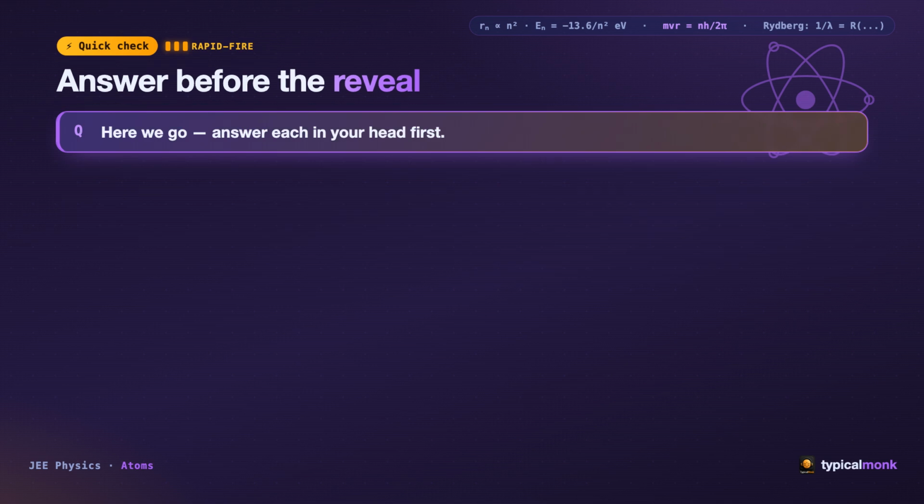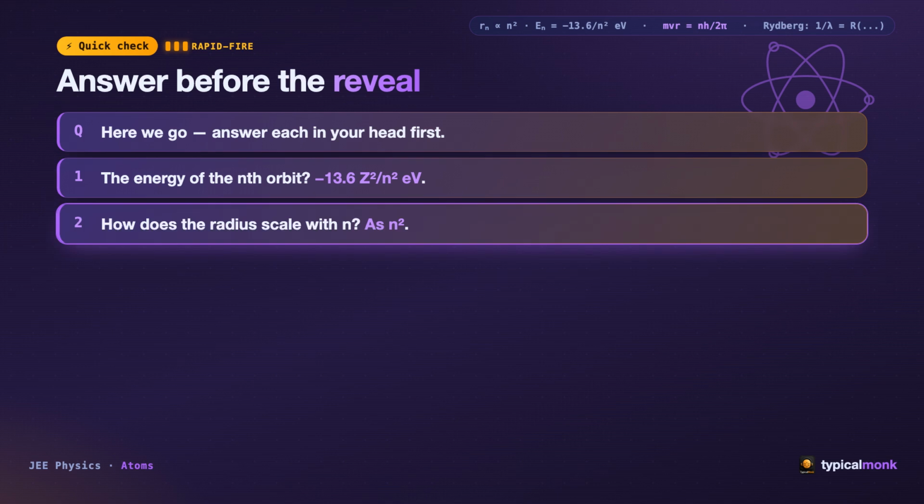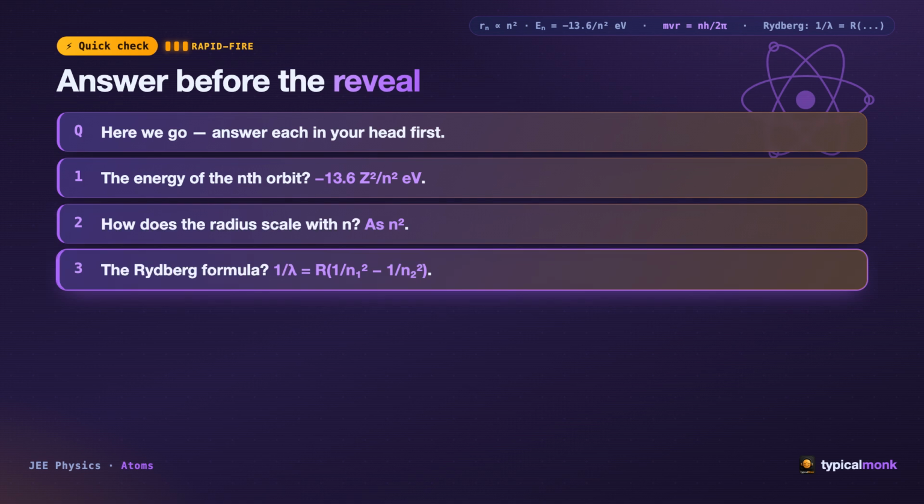Now, test yourself. Answer in your head before the reveal. That is how G speed is built. Here we go. Question 1: the energy of the nth orbit. Minus 13.6 Z squared over n squared electron volts. Question 2: how does the radius scale with n? As n squared. Question 3: the Rydberg formula. 1 over lambda equals R times (1 over n1 squared minus 1 over n2 squared).